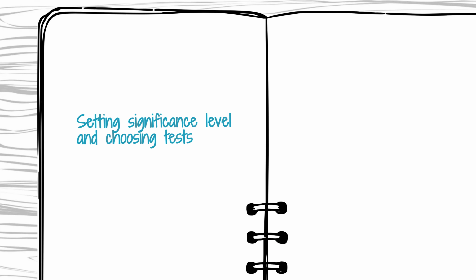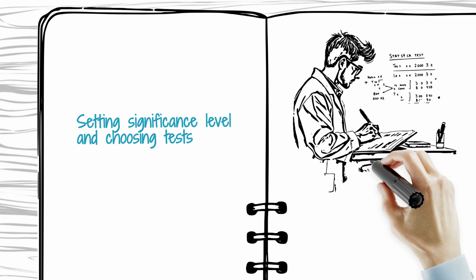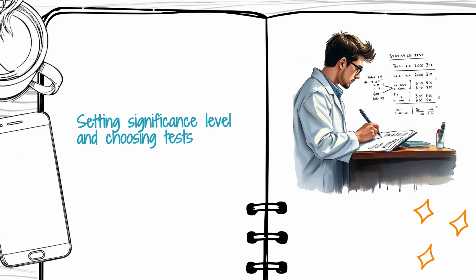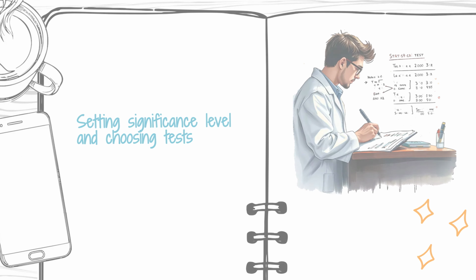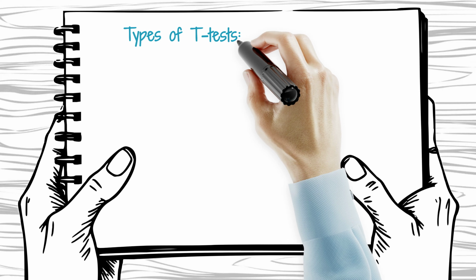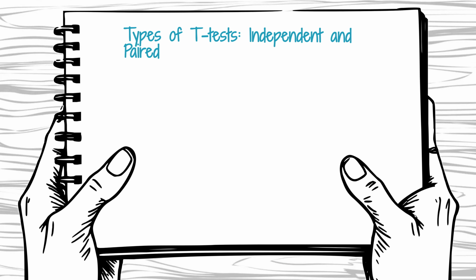Once we've set the stage, it's time to choose the appropriate test. For comparing means, we often use t-tests or ANOVA. A t-test is used when comparing the means of two groups. It comes in two types, independent and paired t-tests, depending on whether the data comes from two independent groups or paired observations.